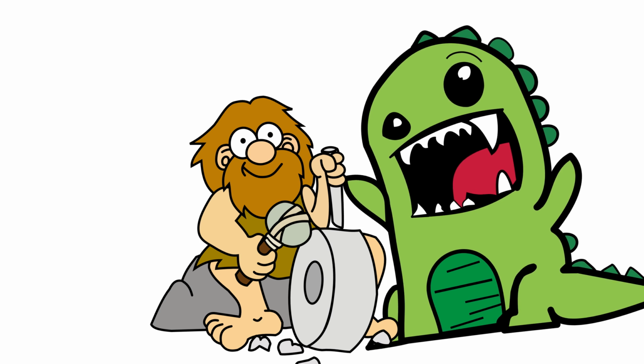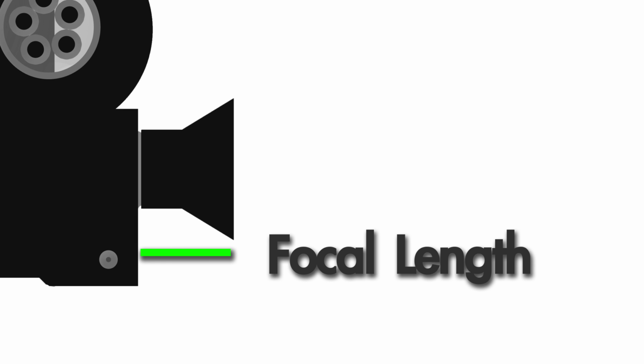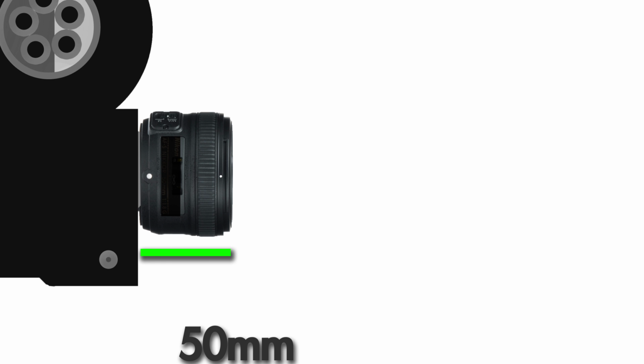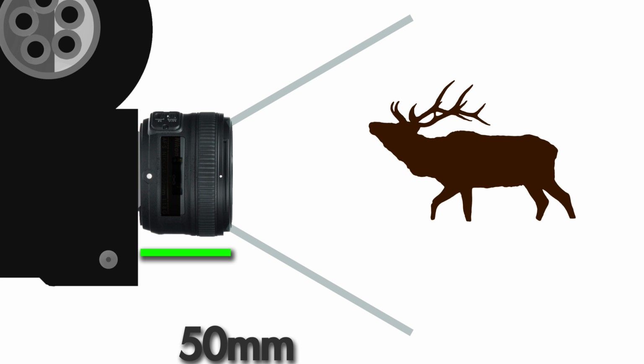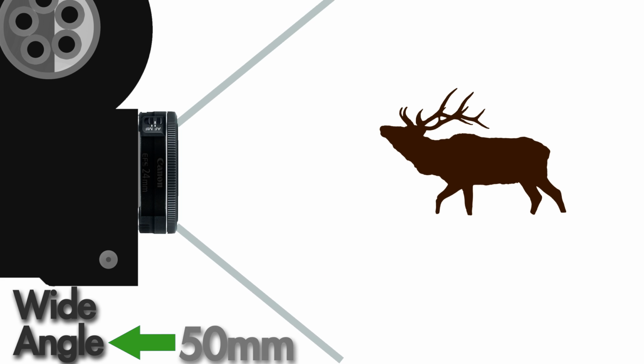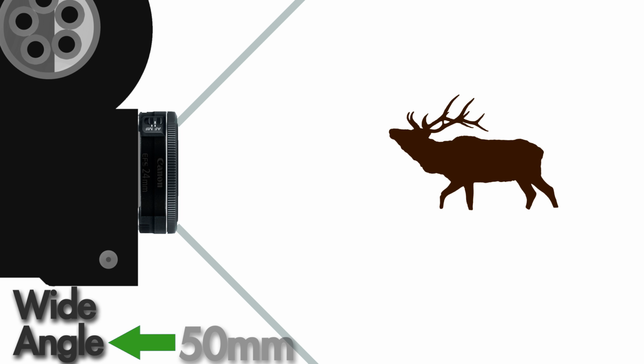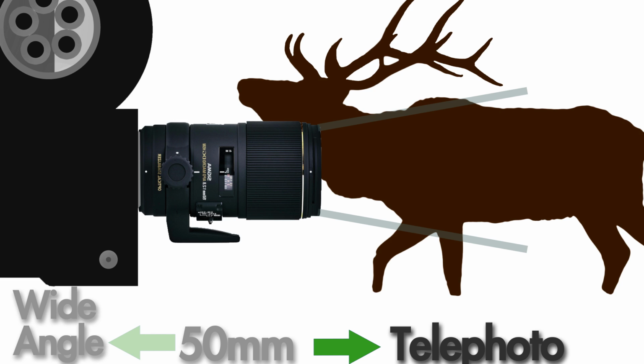Not long after cavemen went extinct, film cameras ruled the world, and their lenses were easy to figure out. They measured lenses by their focal length. If you used a lens with a focal length around 50 millimeters, then your film looked similar to what the human eye would see. If you went less than 50 millimeters, your lens became more wide angle and things looked further away. And over 50 millimeters, things started to look closer.